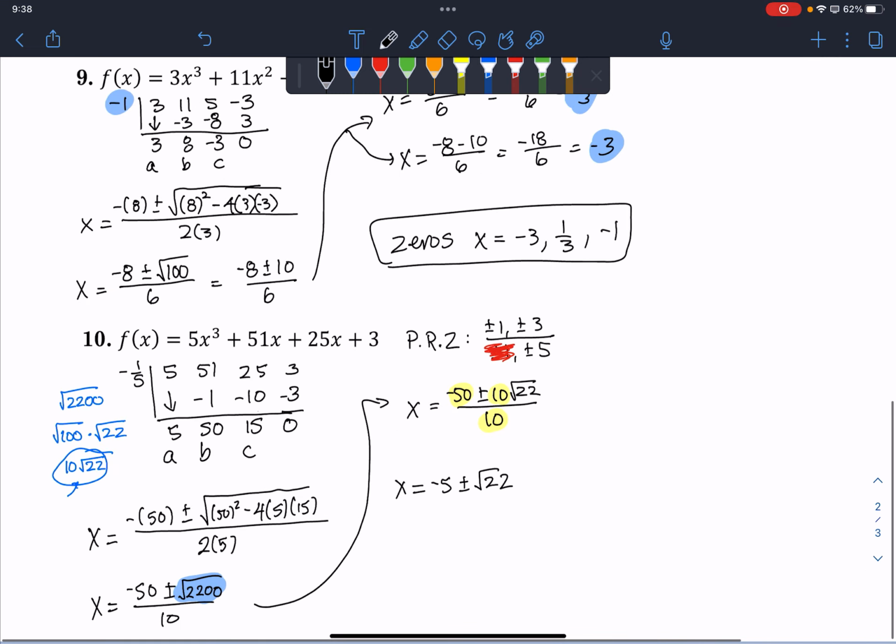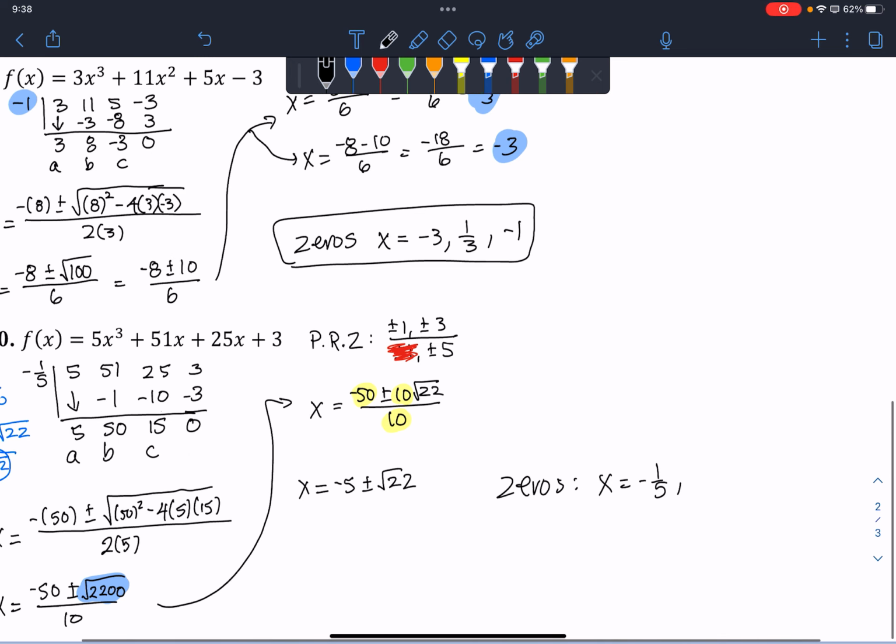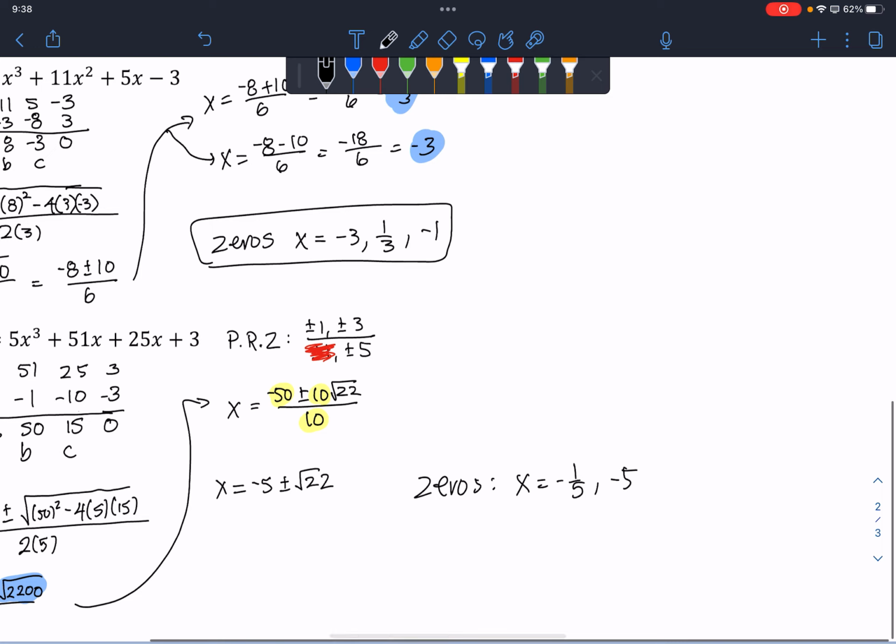So the complete list of zeros for problem number 10 is that x is equal to the rational zero negative 1 over 5, and then these two irrational solutions, negative 5 plus the square root of 22 and negative 5 minus the square root of 22.